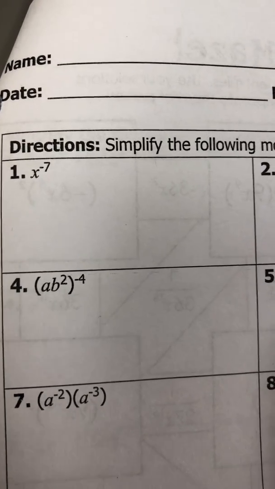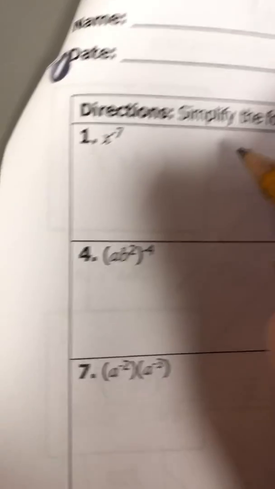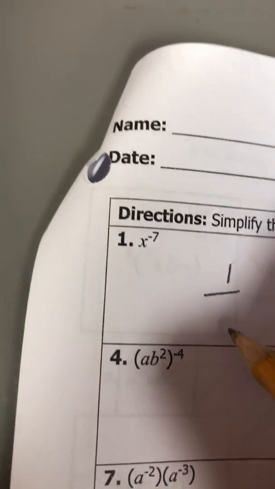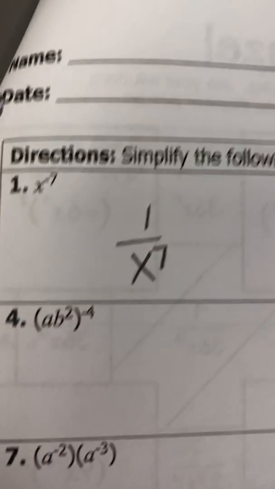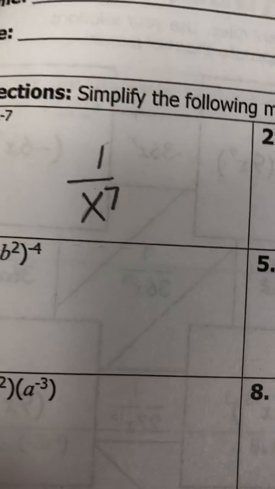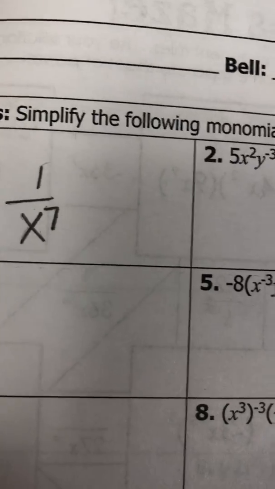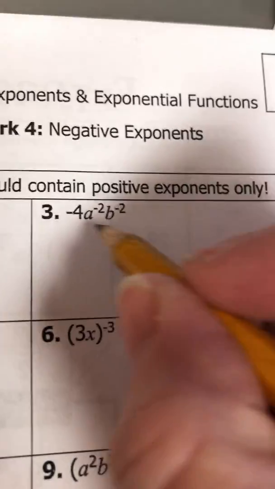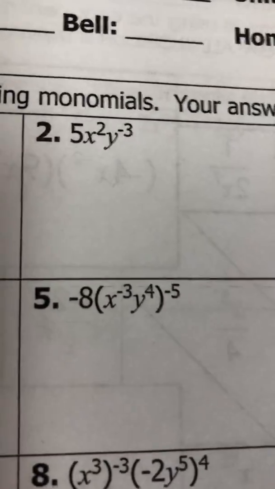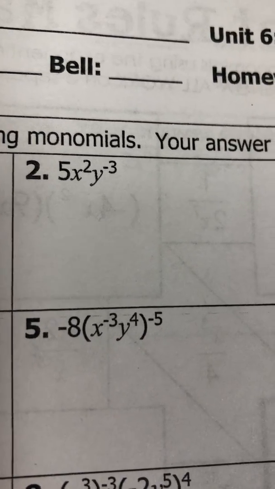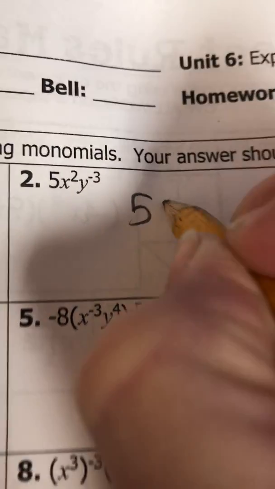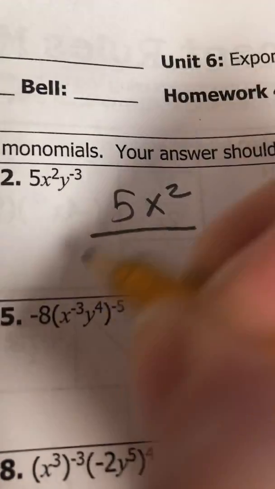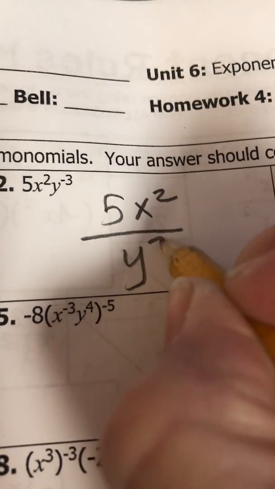So if I see x to the negative 7th power, I'm going to rewrite that like this. I'm basically flipping it, the reciprocal, 1 over x to the positive 7th. Over here, I have negative 4, a to the negative 2nd, b to the negative 2nd. So, sorry, number 2 is 5x squared, y to the negative 3rd. So I'm going to hold on to any positives above, and I'm going to use the reciprocal downstairs.